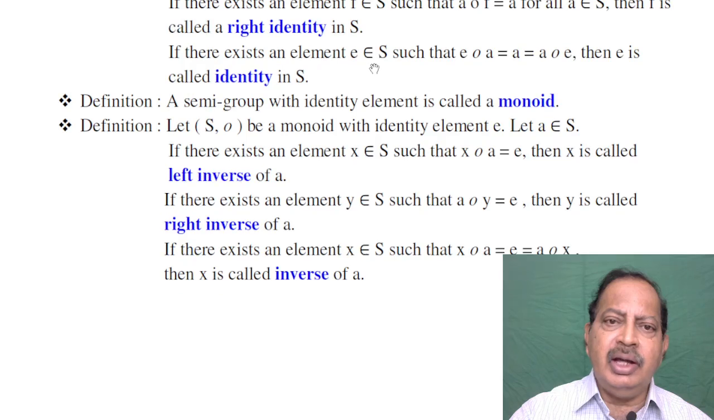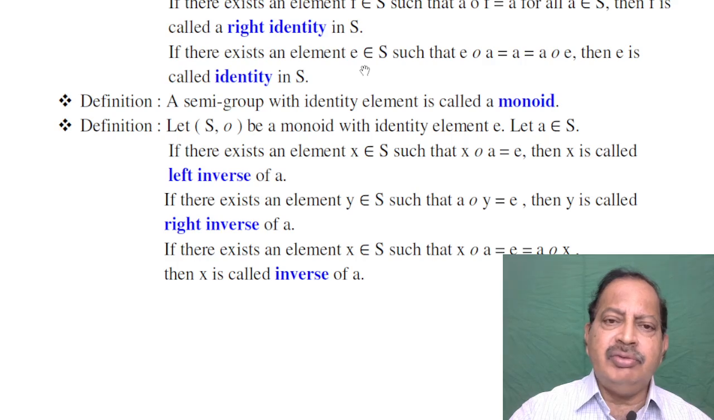And next we go to the identity. What is called identity? That means if the left identity is the same as the right identity, there is only one element which works as left identity and right identity, then it is called identity. We go to the formal definition. If there exists an element E belongs to S such that E circle A is equal to A and A circle E is equal to A, then E is called identity in S. Here E works as left identity and E works as right identity, then E is called identity.